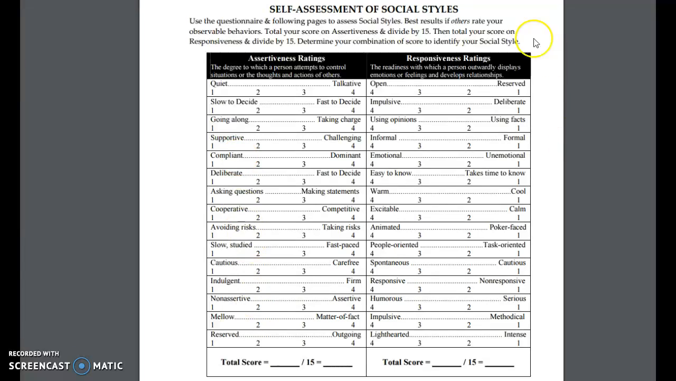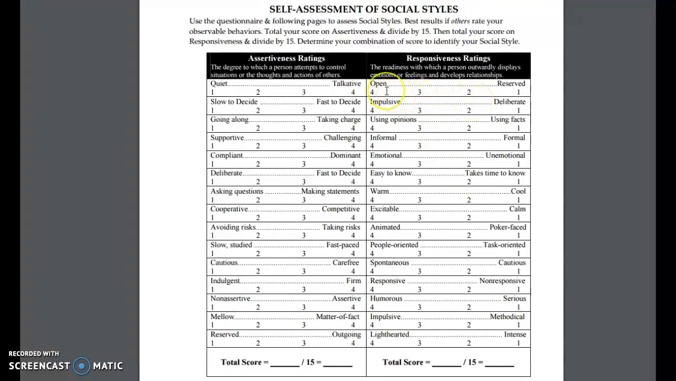There are 15 questions located on each side of the continuum. There are 2 characteristics on opposite sides of the continuum, and it's your job to go through here and answer each of these questions. As an example, if you are very quiet, probably one of the most quiet people you know, then you would answer 1. Me personally, I'm extremely talkative, so I would answer number 4. You would just go through here on the assertive column and answer these questions based on the continuum where you fall. Again, you'll do the same thing on the other side.